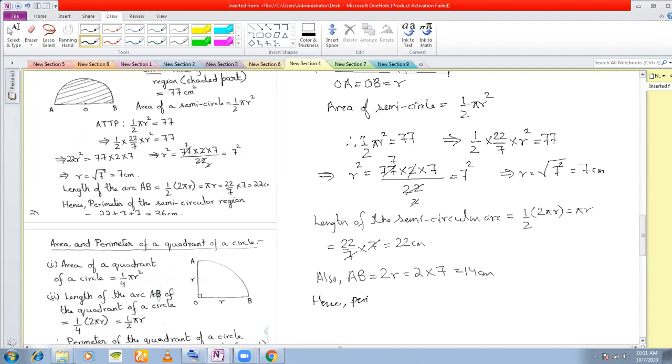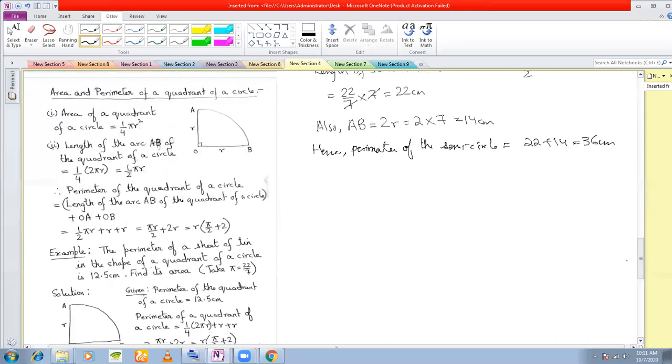The perimeter of the semicircle is equal to 22 plus 14, 36. Okay, a simple one.